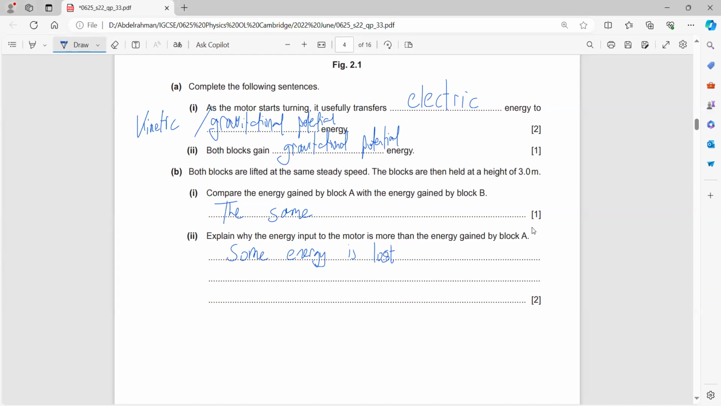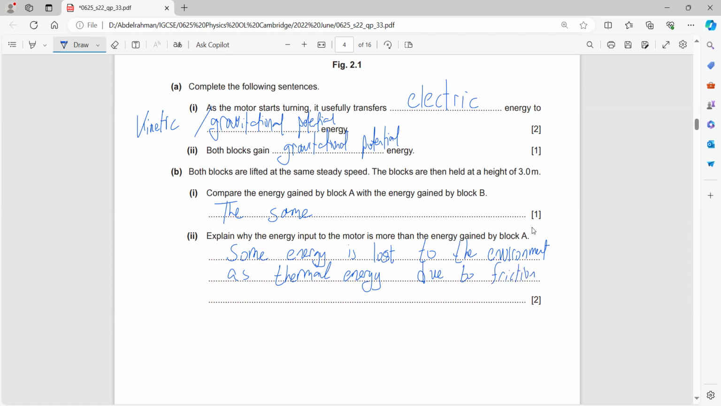Okay. What do I mean by the efficiency? That some energy is wasted, some energy is lost. Where is this energy lost? It's lost to the environment. As what? As thermal energy or as heat energy. Okay. Why is there energy lost to the environment? Why is there heat energy lost to the environment? Due to what? Due to friction.